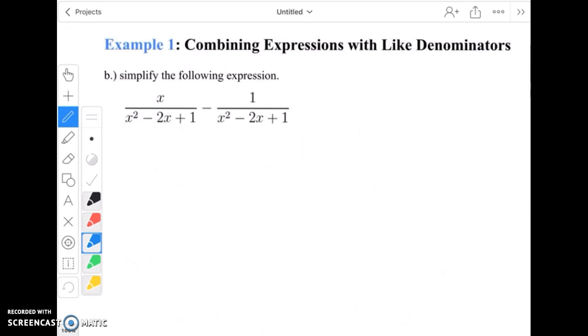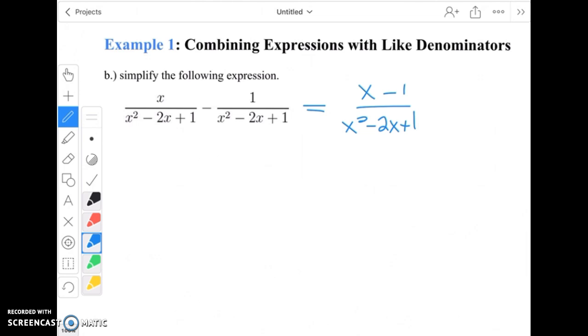Moving on, a little bit trickier, but still we have the same denominator, so we can subtract these right off the bat. So the way that would look for a bigger rational expression like this is we can just rewrite that as x minus 1 over x squared minus 2x plus 1.